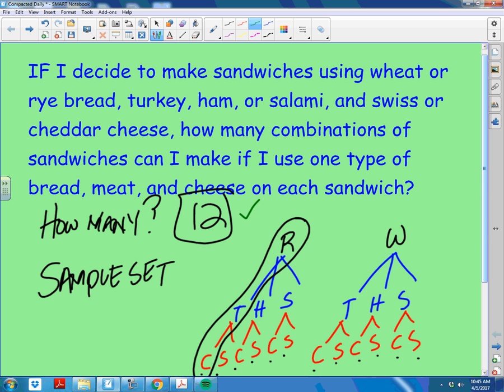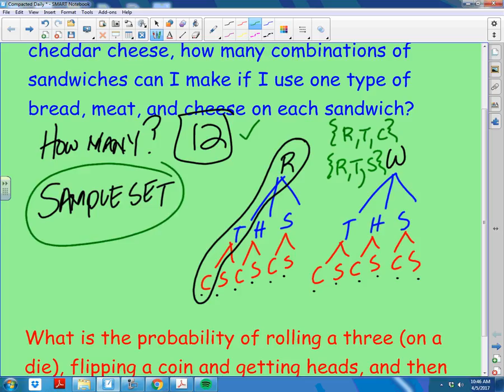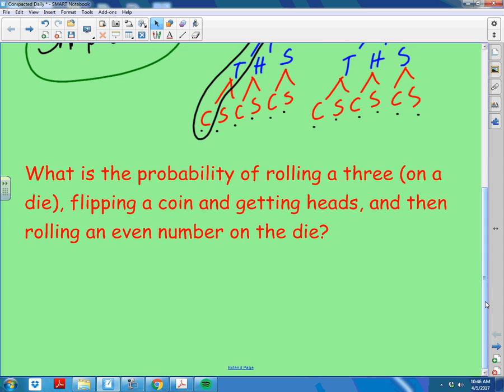Well, here's the thing. You also have to know how to make a sample set. By the way, a sample set would look like this: you would actually write rye, turkey, cheddar. Then you would do rye, turkey, Swiss. And you would keep making a list until you've come up with all 12 combinations of different types of sandwiches. No, but I'm saying if it asks you for the sample set, that's your only choice. Okay? Any questions on that? I wanted to make sure everyone understood what a sample set was. It's just a list of all the different combinations. Any questions on that? All right.